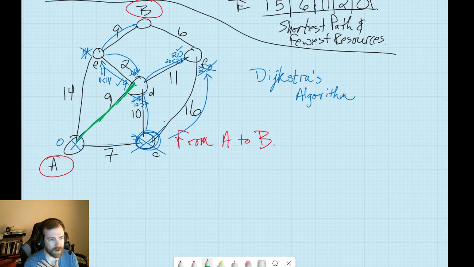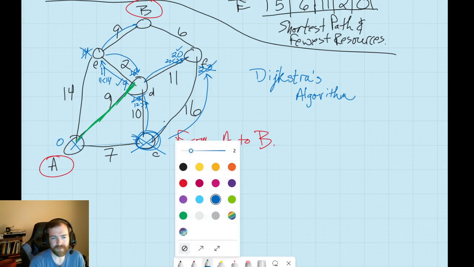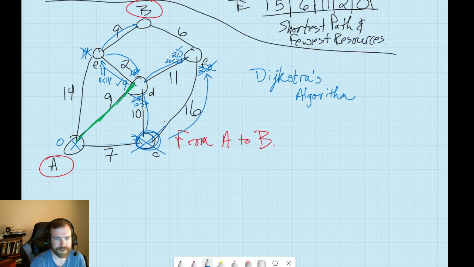Now, we know, again, it's obvious that going from A to D to E to B is going to be the best way to go. But computers don't know, so you got to kind of spoon feed it a little bit. And again, it's checking all of this stuff in real time, so it's very fast.